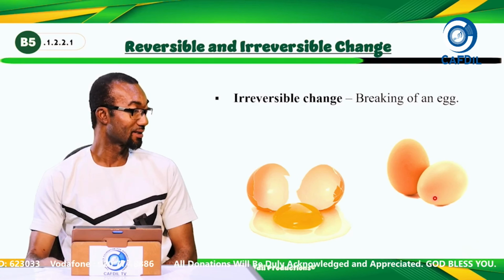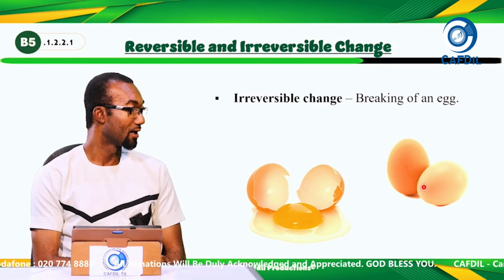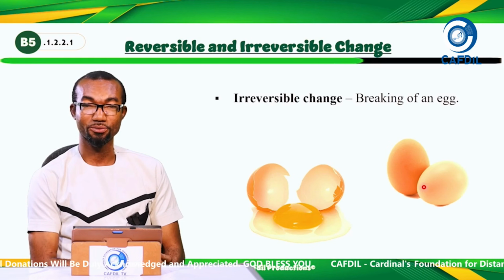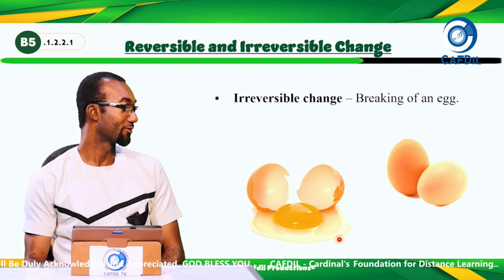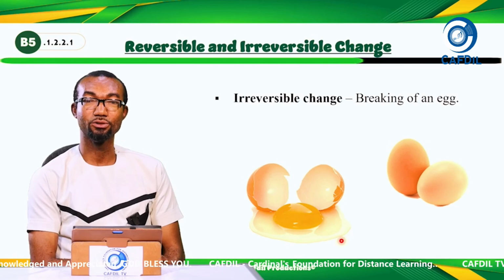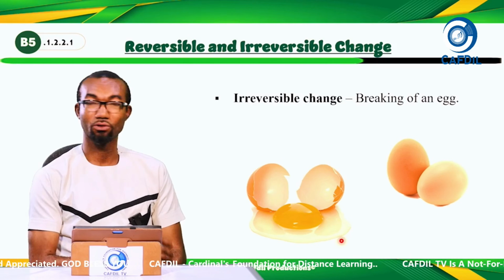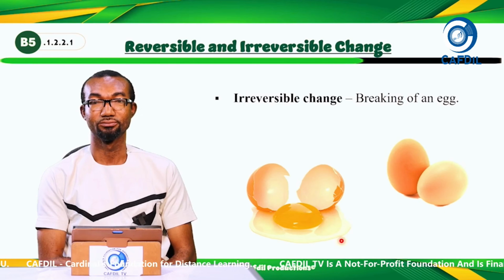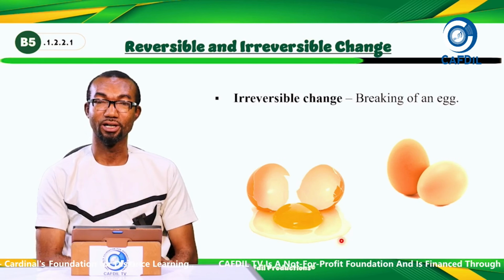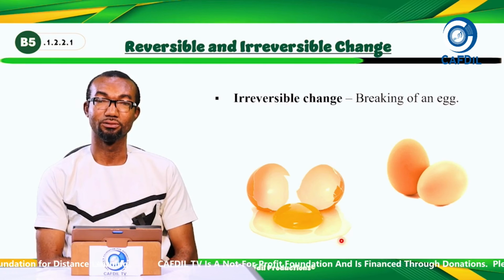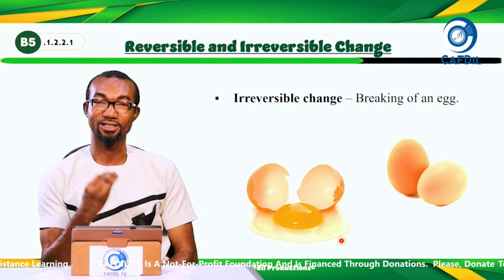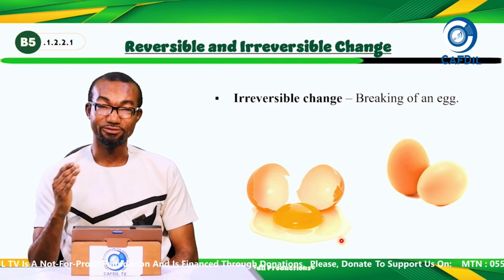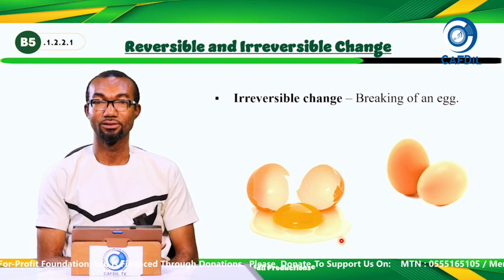There's no way that I give you eggs, then I forgot to tell you to boil the eggs for me. By the time I came, you have broken the eggs like this, ready to fry. Can I tell you, oh, don't fry it, rather boil it? It can never be possible. Once it is broken, and the yolk is out, you can't boil it and get it as a boiled egg. So breaking of an egg is an irreversible change.